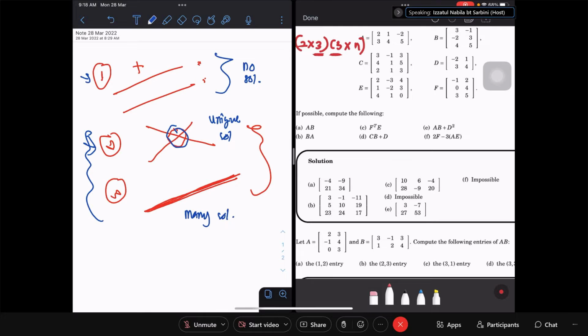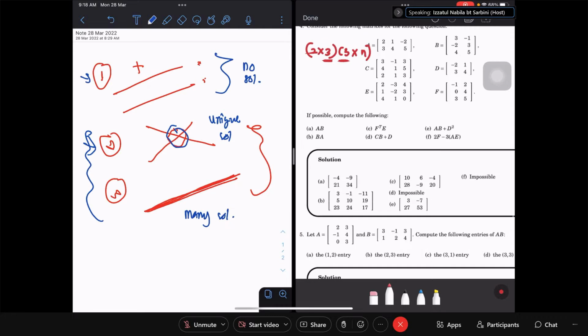So this is the solution for question number 4. Alright. Transpose, I think you know how to do transpose. Just swap the column and row. Column becomes row, row becomes column. So that will be the transpose.